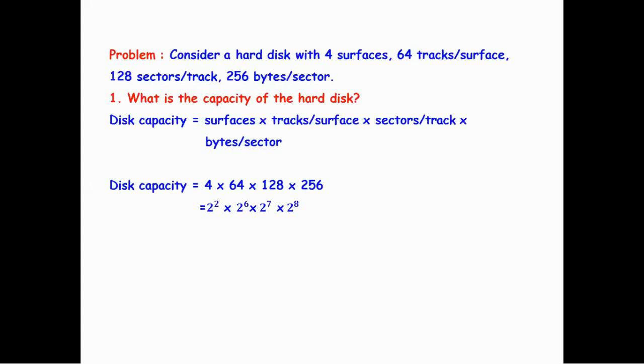Since the bases are same, the powers can be added. So after adding, we get 2 power 23. This 2 power 23 can again be written as 2 power 3 into 2 power 20. 2 power 3 is nothing but 8 and 2 power 20 is nothing but 1 MB. So 8 into 1 MB is equal to 8 MB. This is the value of disk capacity.